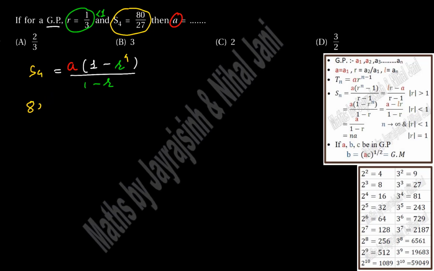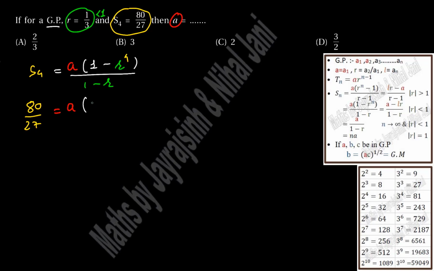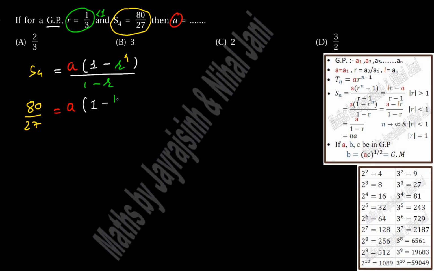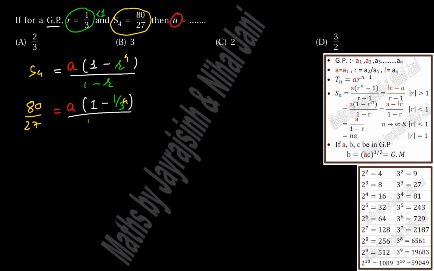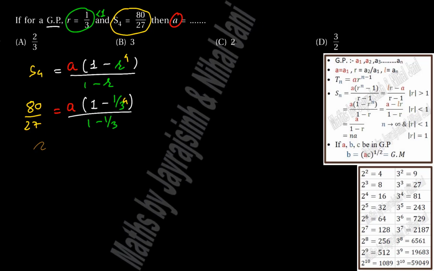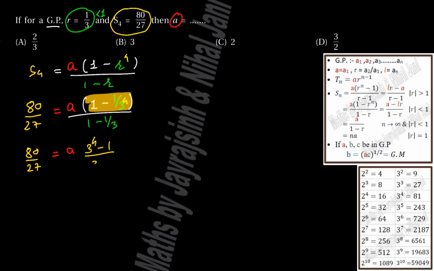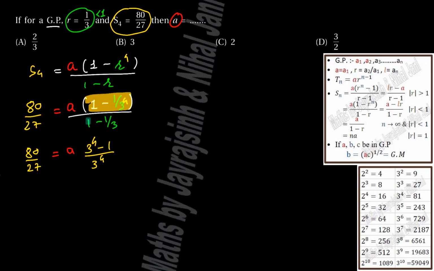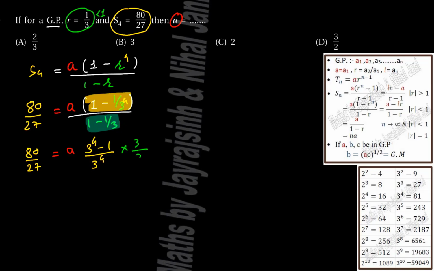Now, let's substitute the value. Your S4 is 80 by 27. We have to find the value of A. In the numerator, we have 1 minus R raised to 4, or we can say 1 upon 3 raised to 4, and in the denominator, we'll get 1 minus 1 by 3. In further simplification, in the numerator, we take the LCM of 3 raised to 4, so we will get 3 raised to 4 minus 1 upon 3 raised to 4, and in the denominator, if we take the LCM of 3, we will get 3 by 2.